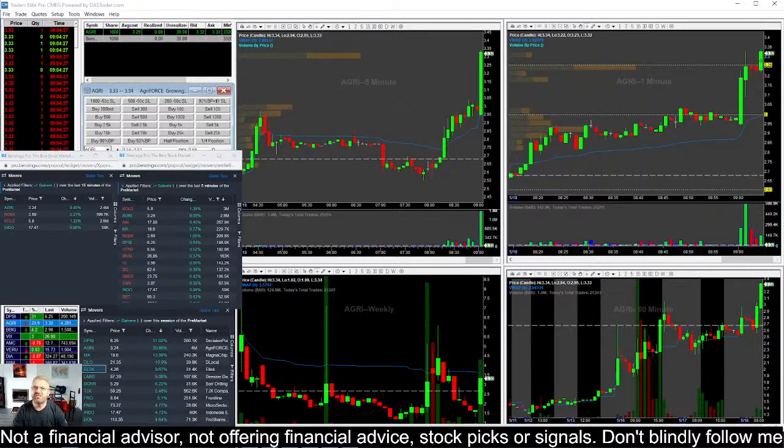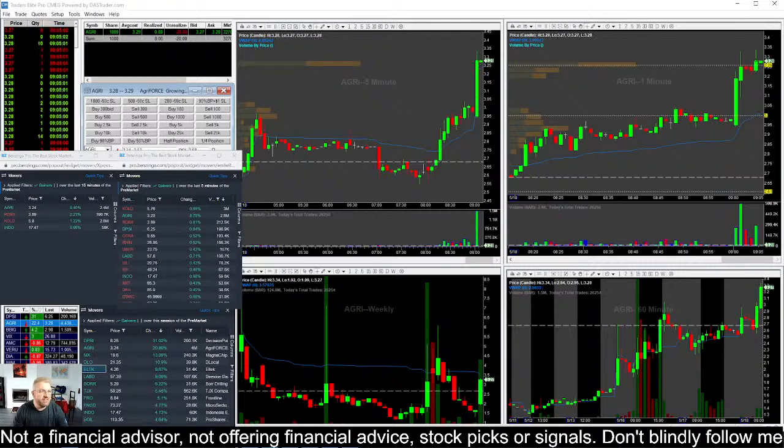Take a little starter position here on Agri. I was right for the bull flag setup. I got in at 29, so I'm looking at 40. 10 cents. $3.55, that's your target, is it? Chip.